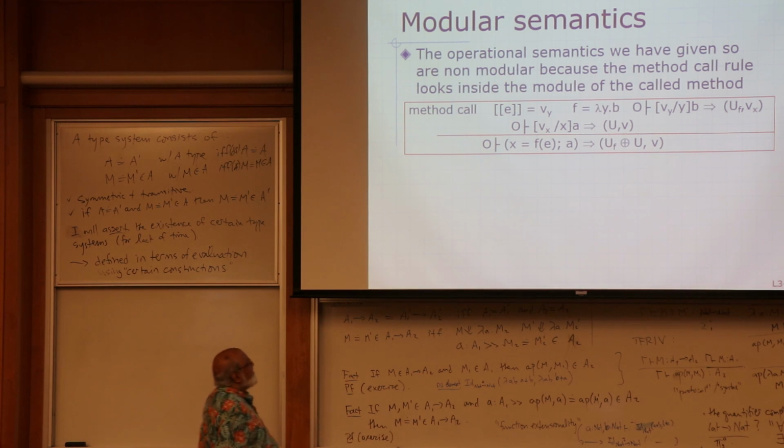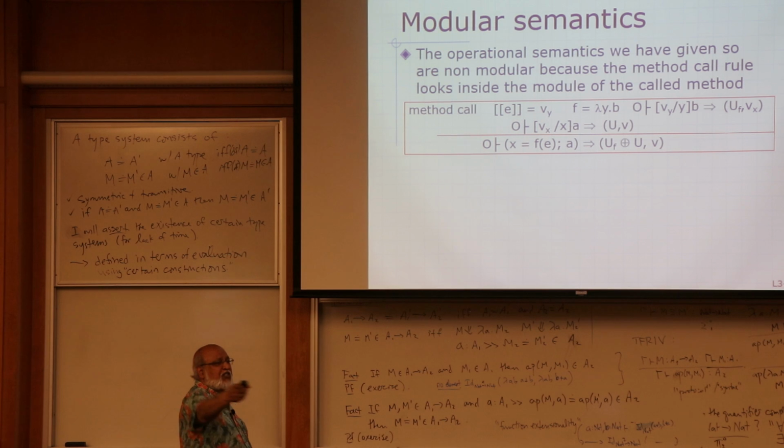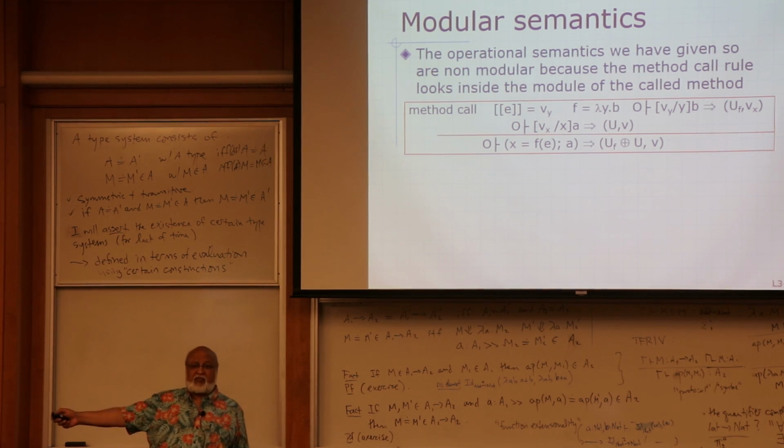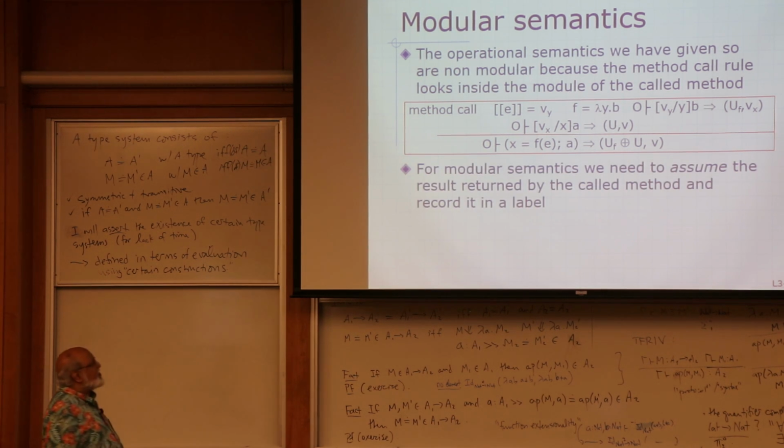Okay, so this we already discussed. This was the non-modular part, right? When I made a procedure call, a method call here, I immediately went and looked inside the other module. To give modular semantics, I know nothing about F. So how should I proceed? We need to assume the results that will be returned by F. We're going to go to a relational framework, right? So instead of actually seeing what F does, we say, well, let's assume F of x will return y and take it from there.